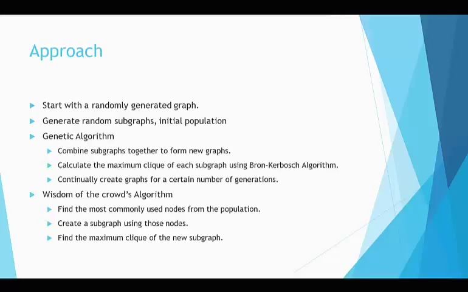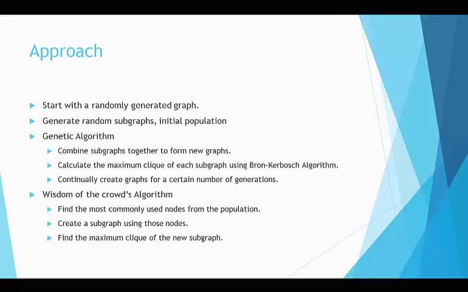My approach. To find the maximum clique of an inputted graph, I start with a randomly generated graph. Then, with the nodes and the edges from the graph, I generate random subgraphs. This represents the initial population. Once I have the initial population, I can start the genetic algorithm.